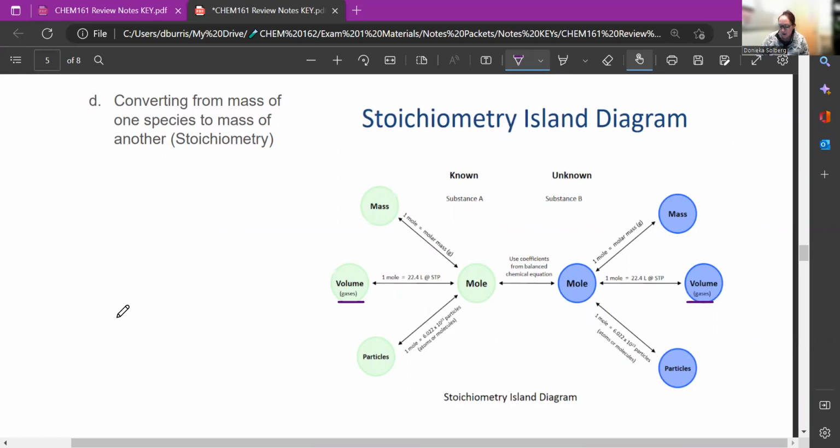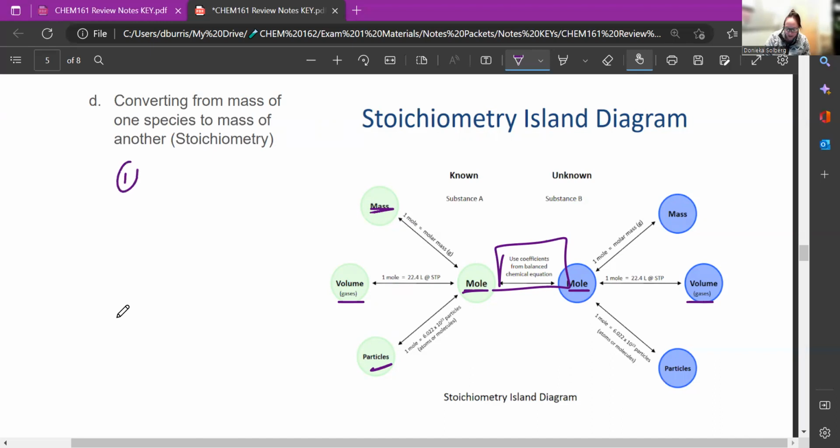So I like this little diagram here. You can start at mass or volume or particles. You go to moles, and you have to do the mole to mole ratio. This part has to happen. And then you can go to mass, volume, or particles, and this tells you which conversion to use. Okay, so I'm going to do the steps for stoichiometry.